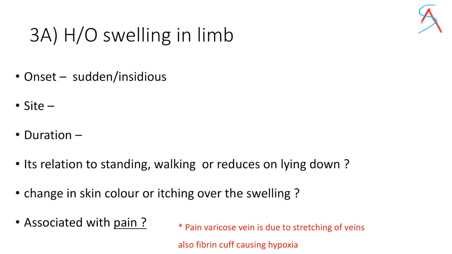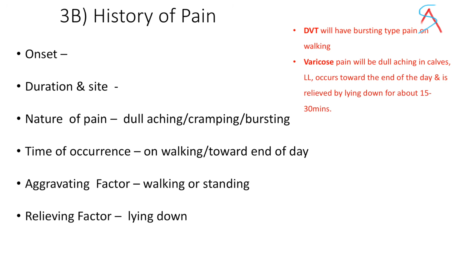So the next thing we have to ask in swelling of the limb is pain, whether it is associated with pain or not. Pain is there in varicose veins due to the stretching of veins, also due to the formation of the fibrin cuff which causes hypoxia. Then we have to elaborate pain by asking the onset, duration, site and nature of pain. Generally it would be dull aching in case of varicose vein. It would be kind of bursting in case of DVT.